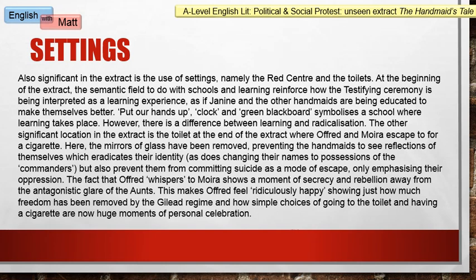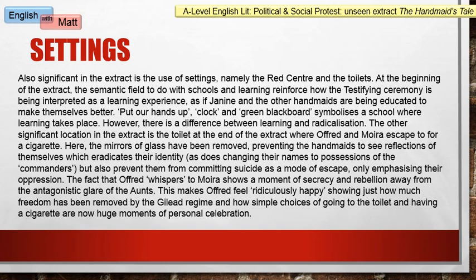The other significant location in the extract is the toilet at the end of the extract, where Offred and Moira escape to for a cigarette. Here, the mirrors of glass have been removed, preventing the handmaids to see reflections of themselves, which eradicates their identity, as does changing their names to possessions of the commanders, but also prevent them from committing suicide as a mode of escape, only emphasising their oppression.